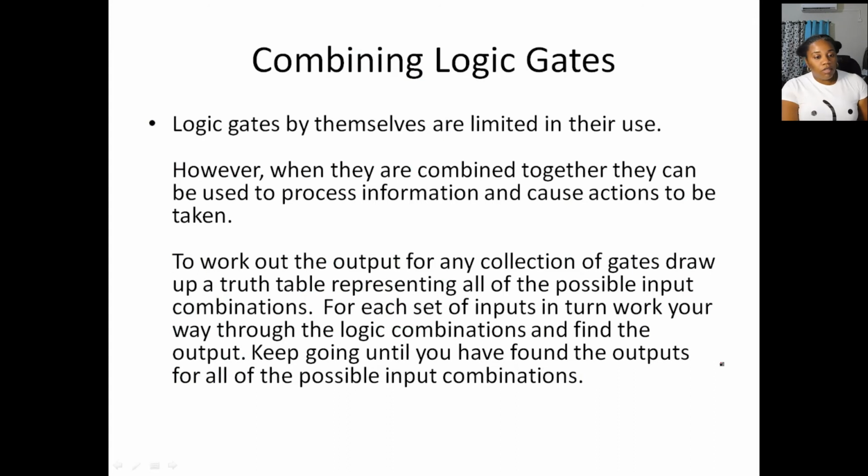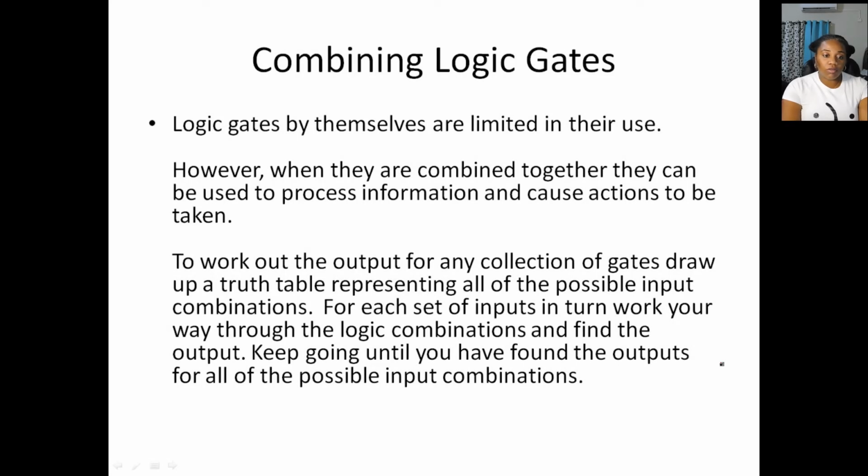Logic gates by themselves are limited in their use. However, when they are combined together, they can be used to process information and cause actions to be taken. To work out the output for any collection of gates, draw up a truth table representing all of the possible input combinations. For each set of truths, in turn, work your way through the logic combinations and find the output. Keep going until you have found the outputs for all of the possible input combinations. Please look at the suggested video that should be popping up at this time, and then you could come back.